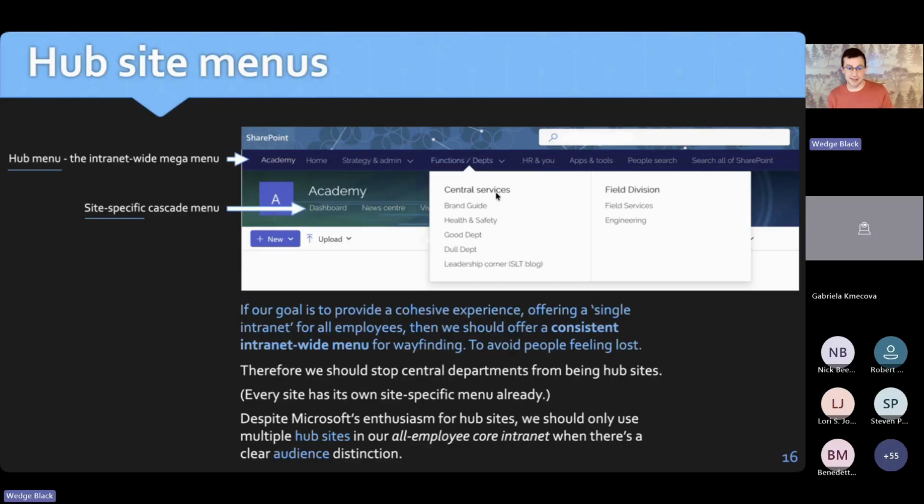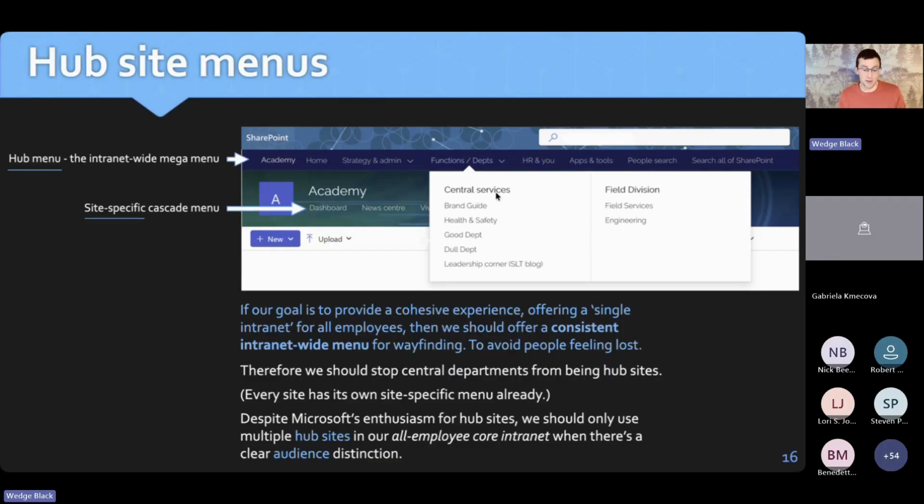So the upshot of this is we should stop central departments from being hub sites. I don't mean to pick on HR, but HR is needed by everybody, so that's not a distinct audience. HR, health and safety, even facilities, these are all central services that are needed by everybody. So they do not have a separate distinct audience, such as the field ops division would have, or the customer service call center, which is a specific audience, a specific use case.